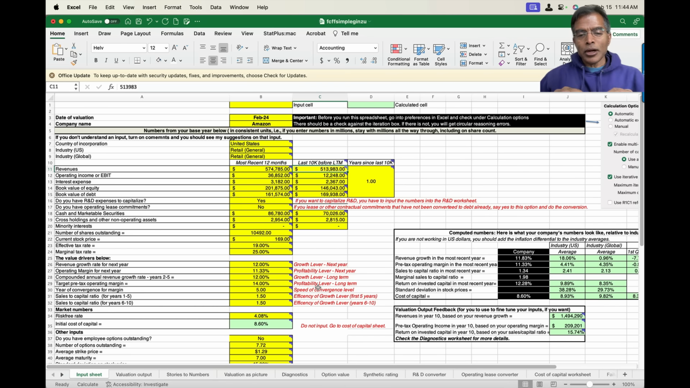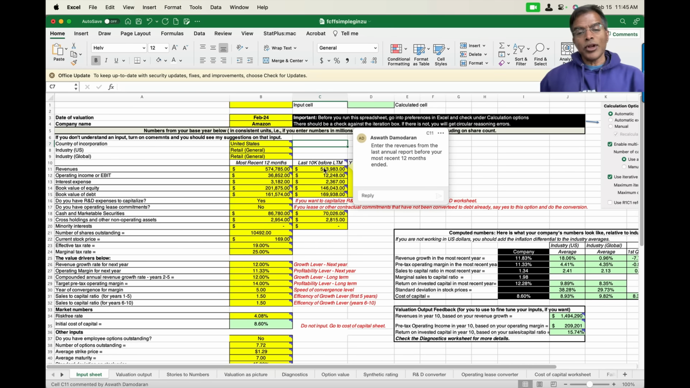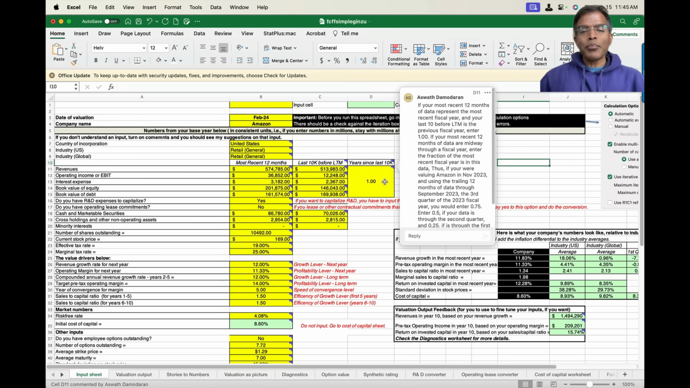Now let me stop here and talk about what will be different if I were doing this valuation in November. In November, my most recent 12 months will be through September of 2024. It'll be the last quarter of 2023 and the first 3 quarters of 2024. If that is what I'm putting as my most recent 12 months, the number I will enter as my last 10K will be the 2023 number. So it'll be separated, and this is the last cell year, by 0.75.